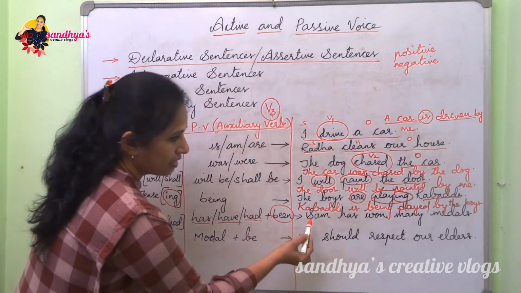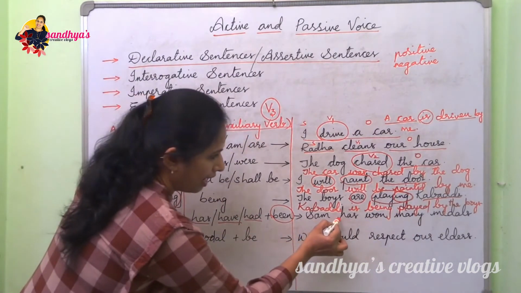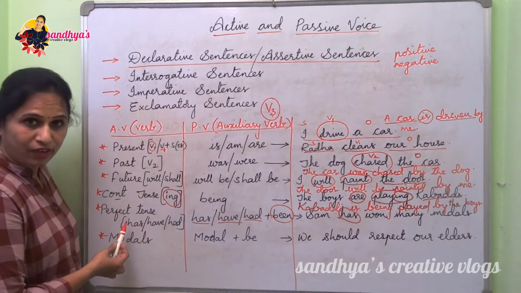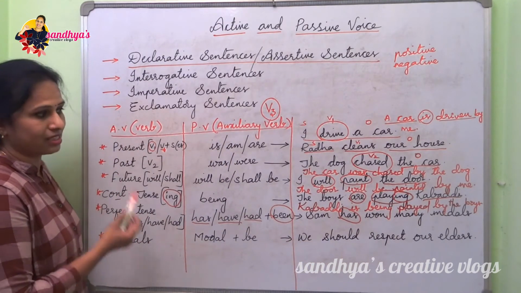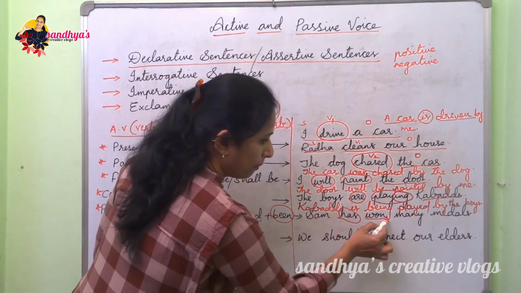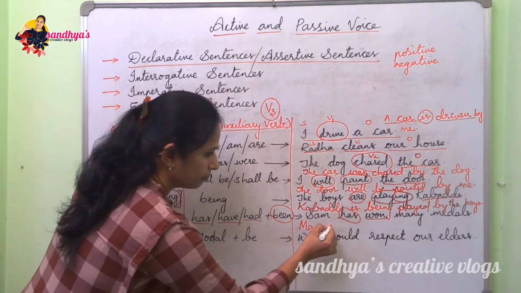Now let us see. Sam has won many medals. Now has is an indication to us that the sentence is in perfect tense. That is the present perfect tense. Now Sam has won many medals. Won is the main verb. Now let us start with many medals.